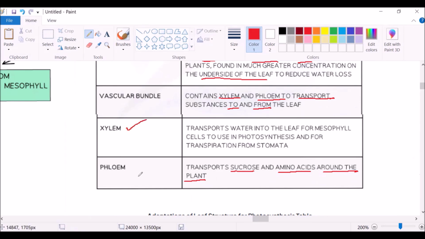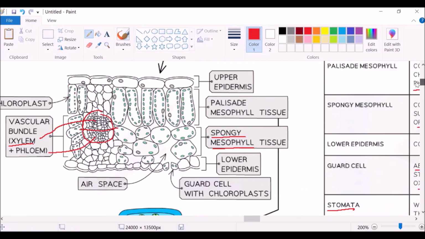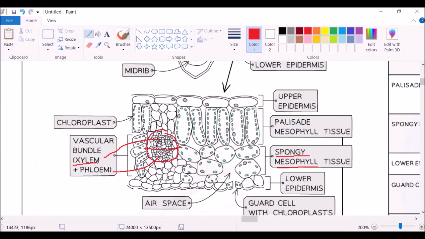The upper part is the xylem, which transports water and mineral ions into the leaf from mesophyll cells to use in photosynthesis. So that is the structure of the leaf from top to bottom. We can see the cells that contain most chlorophyll are the palisade, the spongy mesophyll, and the guard cells.